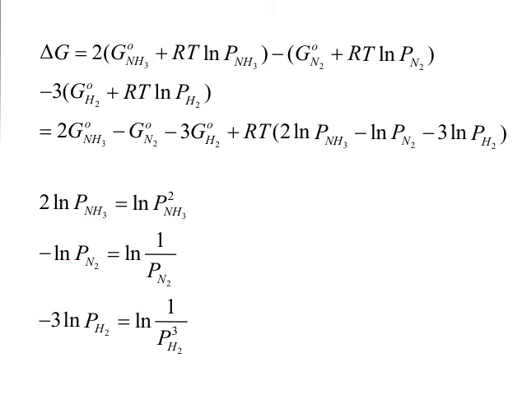Do that with negative ln pN2, which becomes the natural log of 1 over the pressure of nitrogen, and negative 3 ln pH2 becomes the natural log of 1 over p cubed. So now I'm going to take these revised natural log expressions and plug them in there, just to do a little bit of quick substitution. And this is going to start developing something that you're going to recognize.